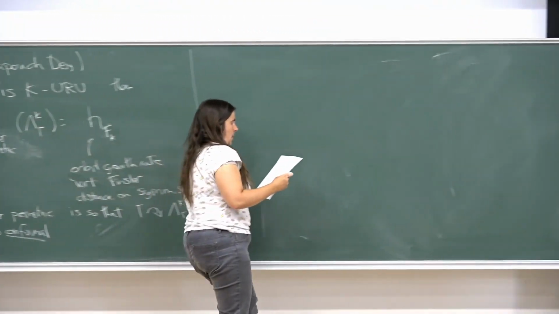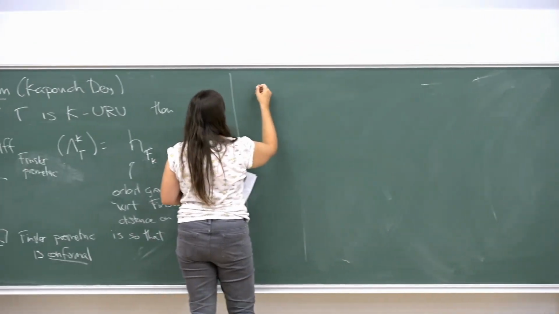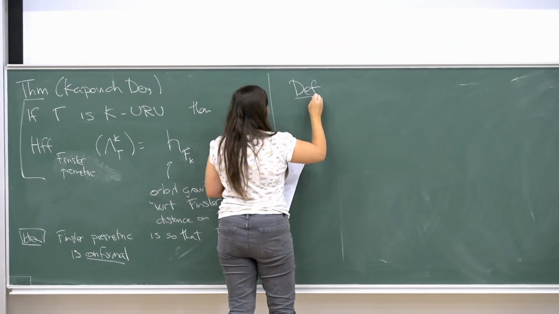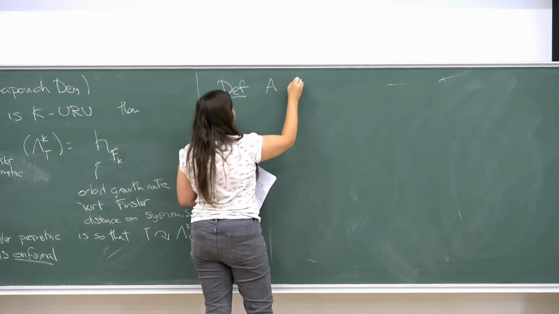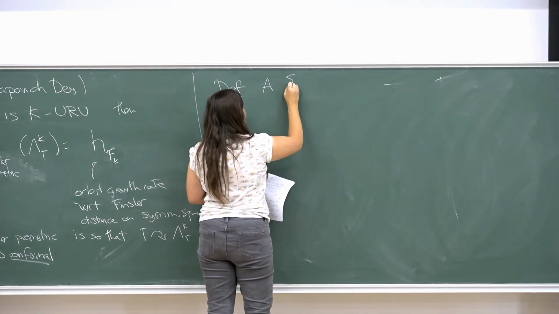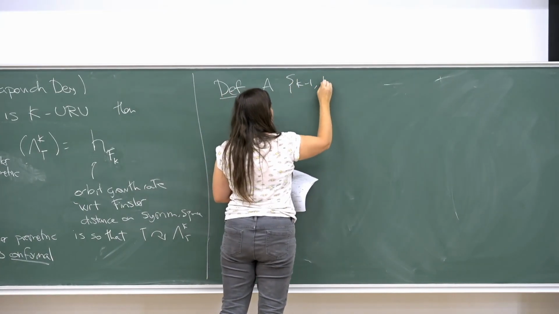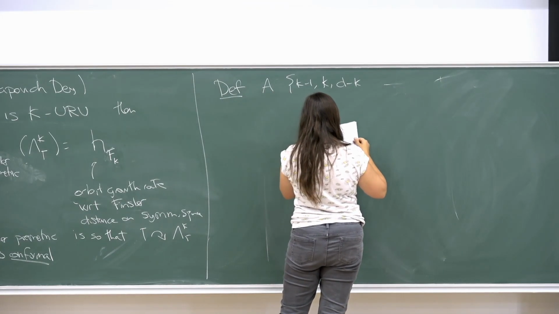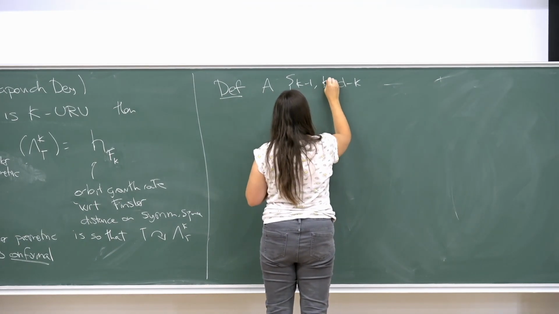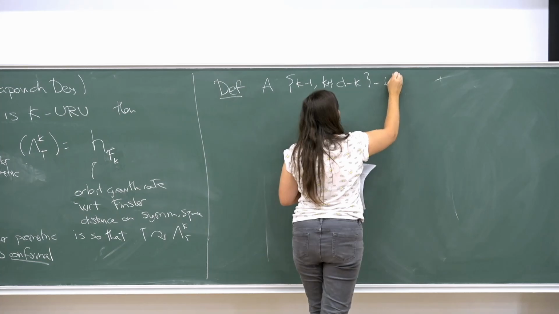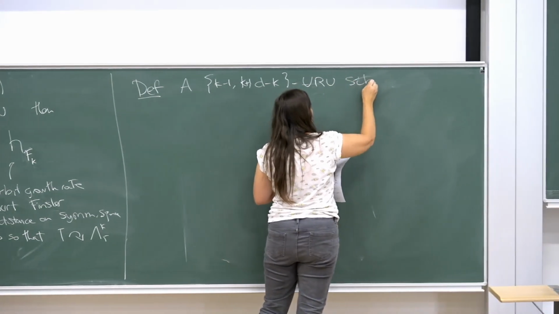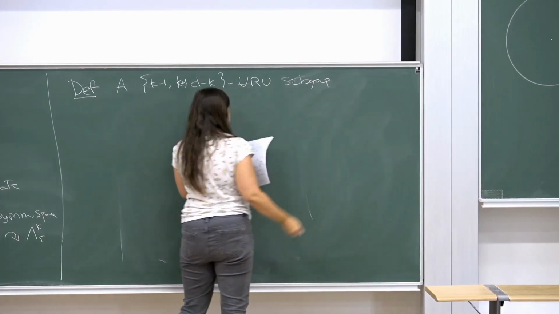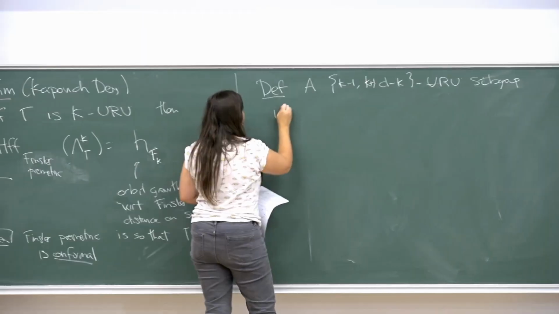So let me say a definition. A (k-1, k, k+1, d-k) Anosov subgroup is hyperconvex.